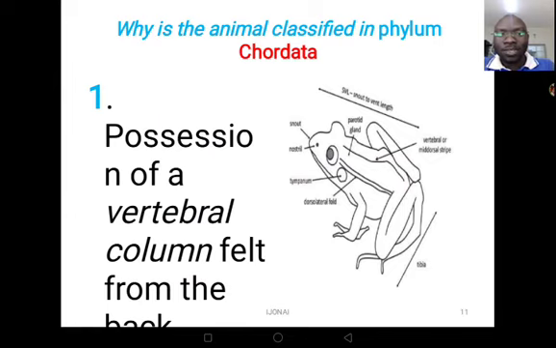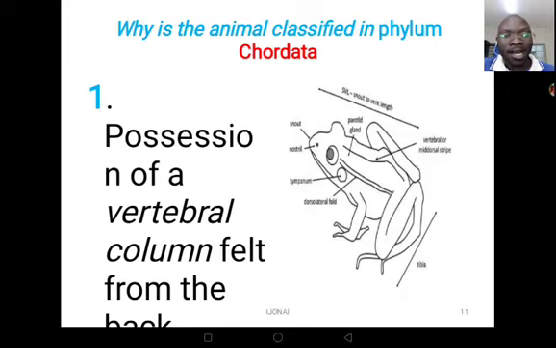So we are going to start with the phylum Chordata. And we say that the reasons why they are chordates is because, one, they possess the vertebral column. How do you tell that they have the vertebral column?